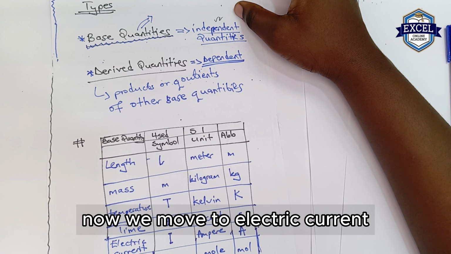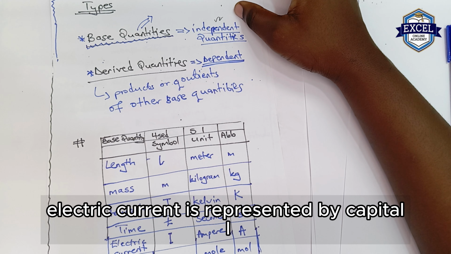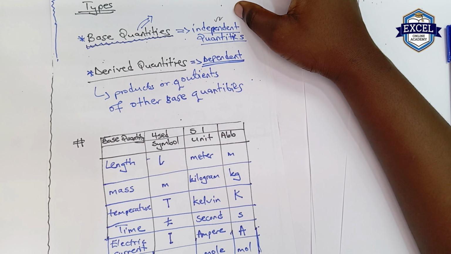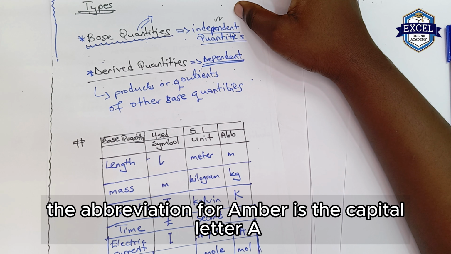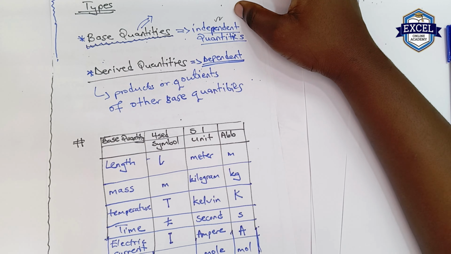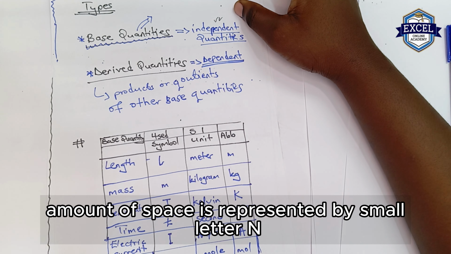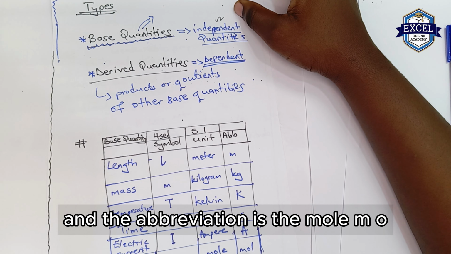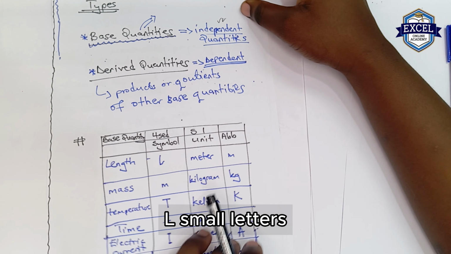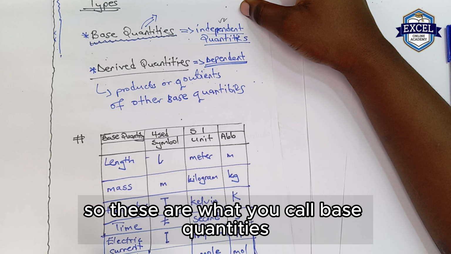Now we move to electric current. Electric current is represented by capital I. The SI unit for current is ampere. Then the abbreviation for ampere is the capital letter A. We go to amount of substance, which is represented by small letter n. Then the SI unit is the mole, and the abbreviation is mol, M-O-L, small letters. So these are what you call base quantities.